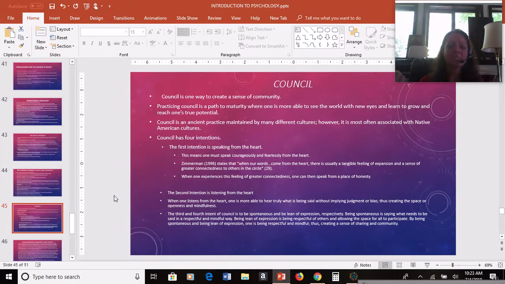Is where they would sit in a circle and everybody gets to comment and share their ideas about whatever this thing is that they're going to do. They would have people who would represent, say, the trees or the water, so that they really get that holistic view of looking at the consequences of their actions. So that's what we're talking about with council.